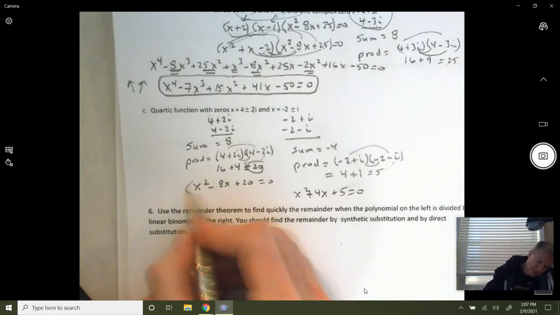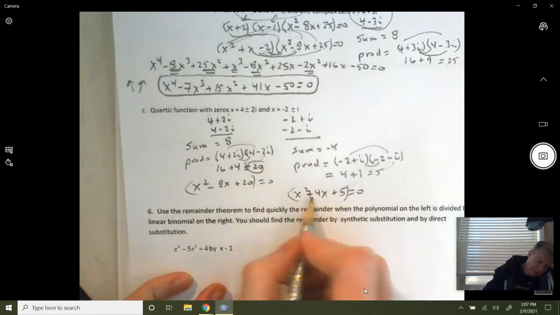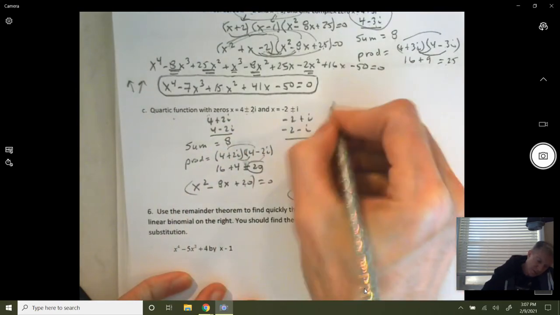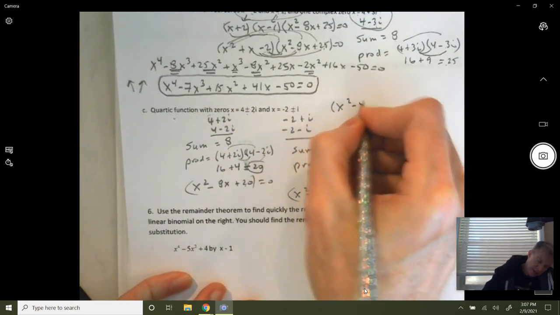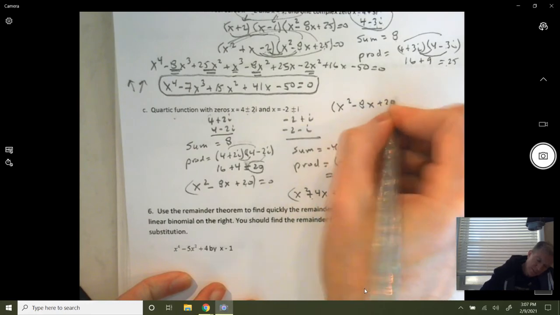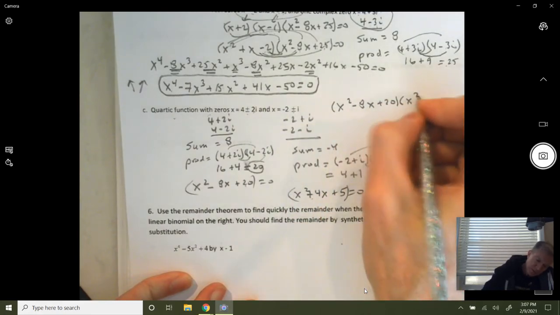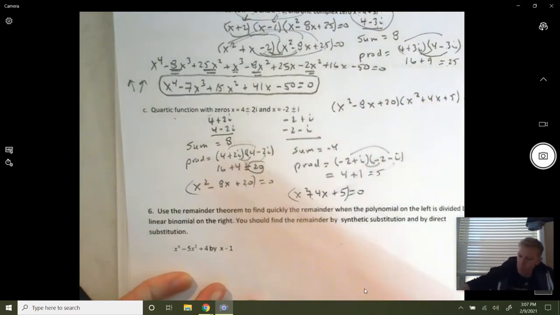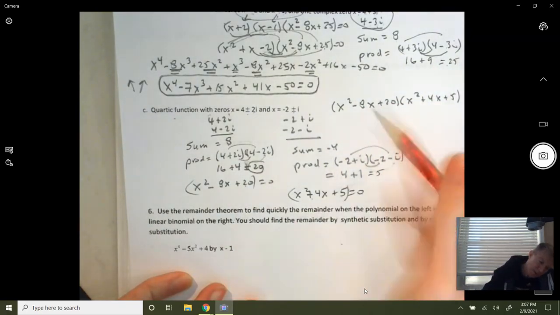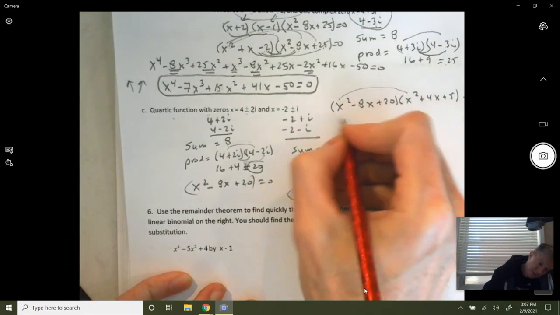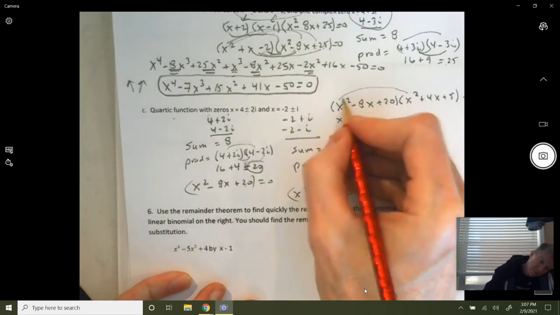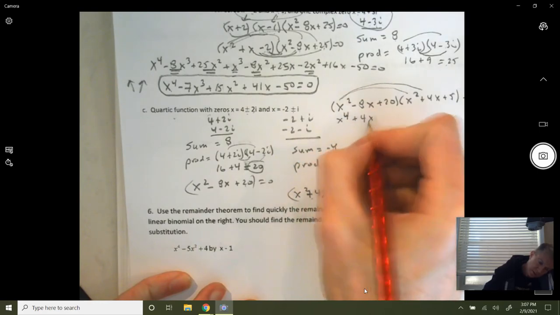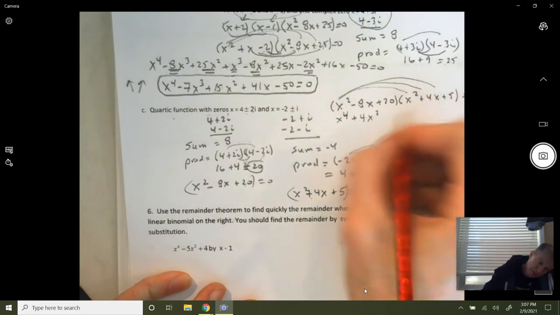I'm multiplying these two quadratics together. It's going to give us a quartic function that has all four of these zeros. So x squared minus 8x plus 20 and x squared plus 4x plus 5 equal to 0. Okay, let's multiply. X squared times x squared is x to the fourth plus 4x cubed plus 5x squared.